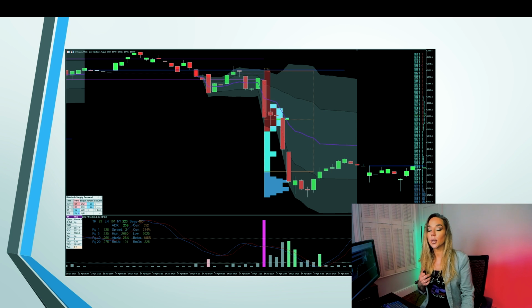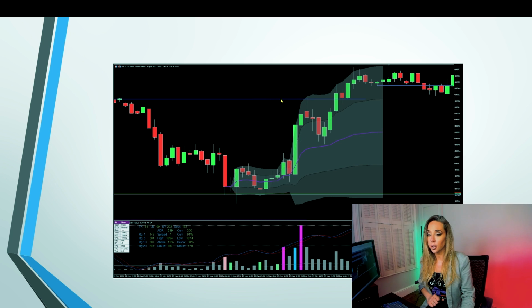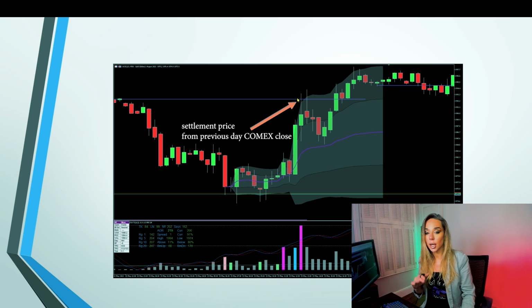Now finally, there is a probability enhancer for this strategy. It's all very well just using the second standard deviation curve. But if I go back to this chart, I will draw your attention to the blue line up here, exactly where the price turned around. Now the blue line is actually the settlement price from the previous day's COMEX trading.